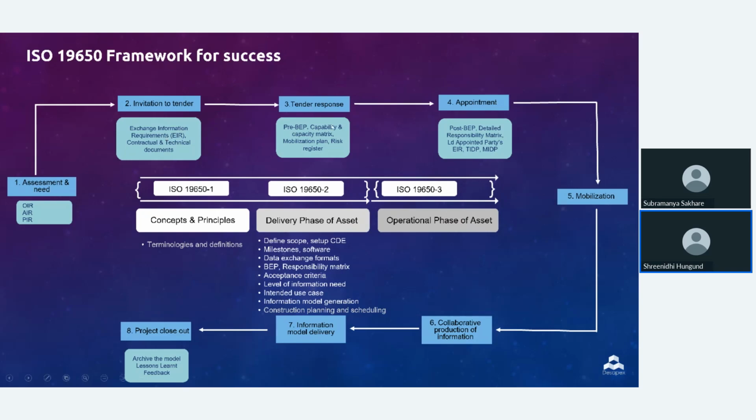Then tender response. So there is a pre-contract execution plan, then there is a post-contract execution plan. Then the mobilization happens. Then there is a delivery phase which starts, whether it is a designing phase. So how the scope has to be defined, setting up of this common data environment, milestones, responsibility matrix, all those things are part of ISO 19650 part 2.